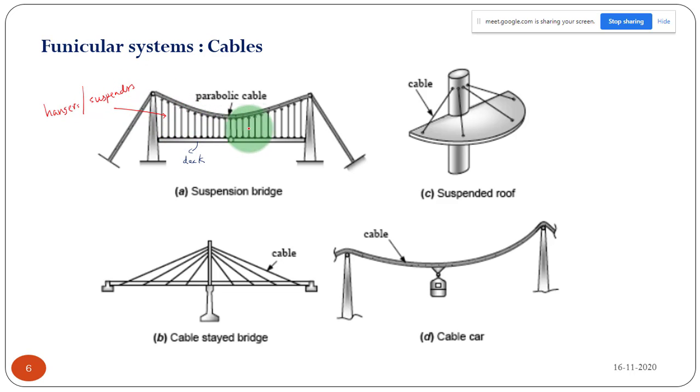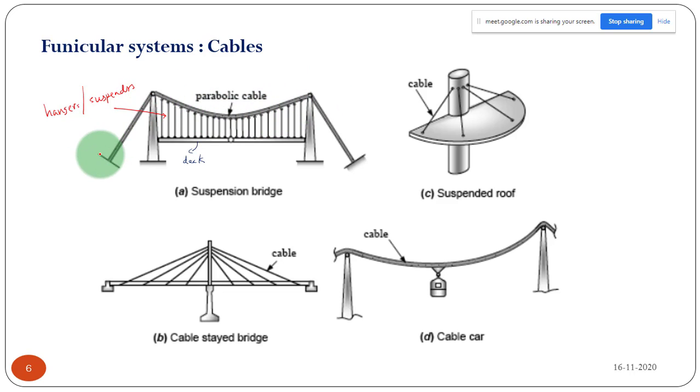These are also made of steel wire, like cables, only vertical. The entire load from the deck is transferred to the main cable through these vertical elements, which are known as hangers or suspenders. Okay, so this is how the load is transferring. Whatever load comes to this deck, the main cable takes everything.